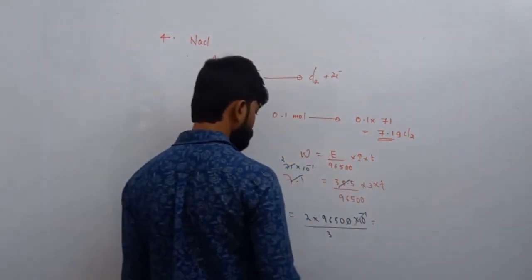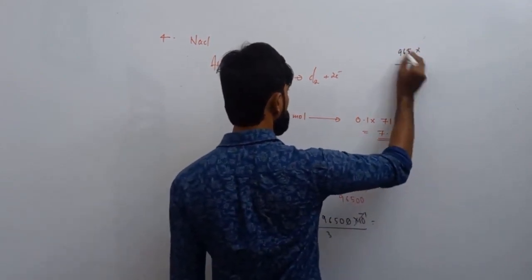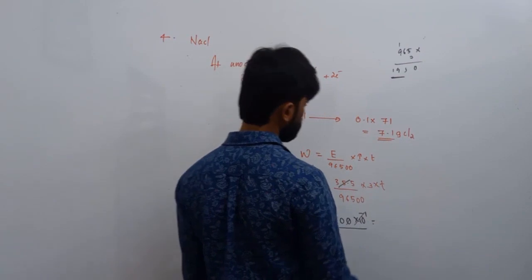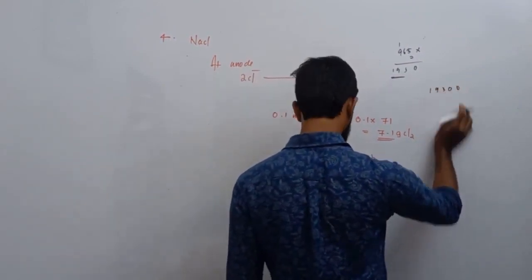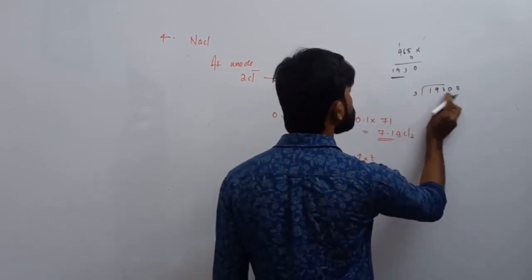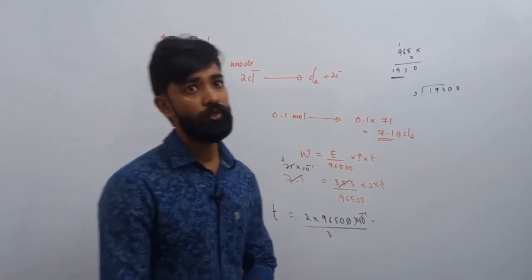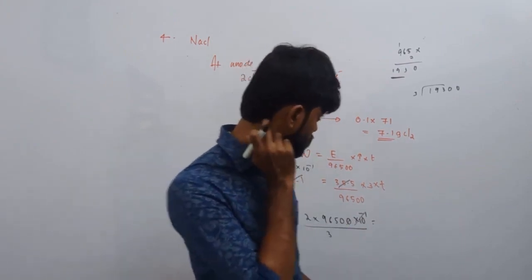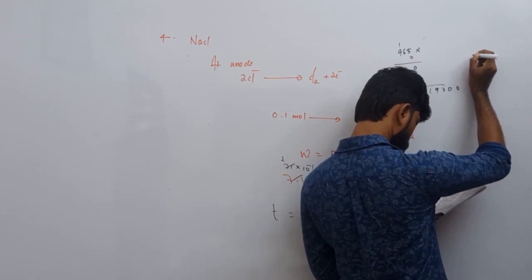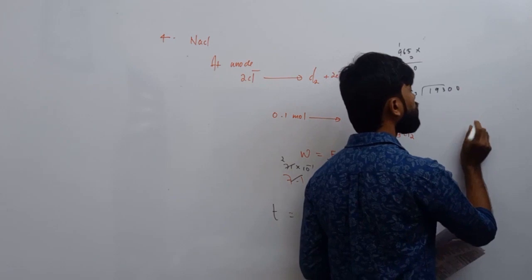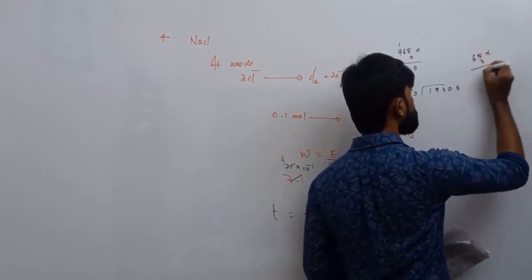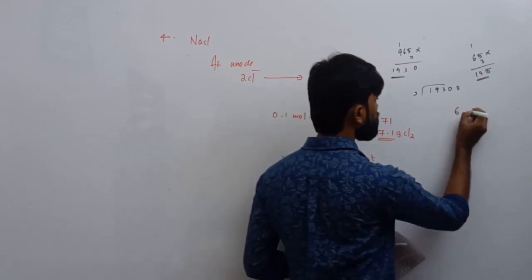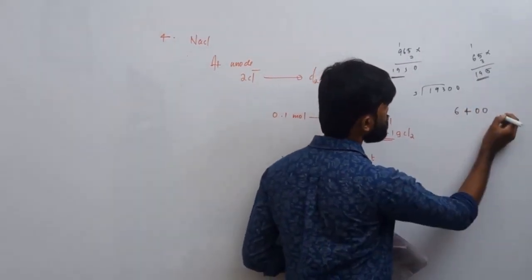2 into 965, I think, is 1930 divided by 3. 193 divided by 3, 65 into 3 is 195, so nearly 6440 seconds.